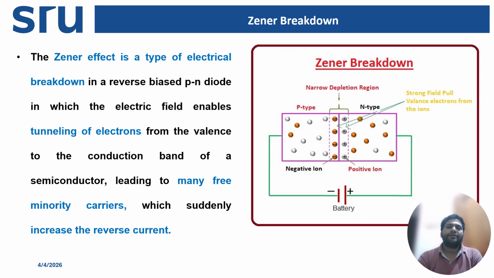Suddenly breakdown occurs, but the voltage across the diode remains almost constant. This constant voltage is called the Zener voltage. So the important points of this diagram: the depletion region is narrow, heavy doping is present, a strong electric field is generated, and electrons are pulled by the electric field and break down at a low voltage.